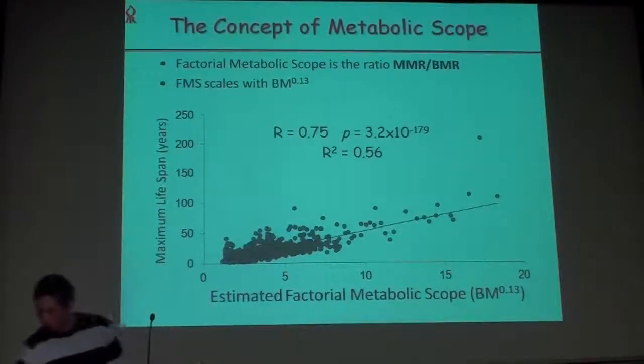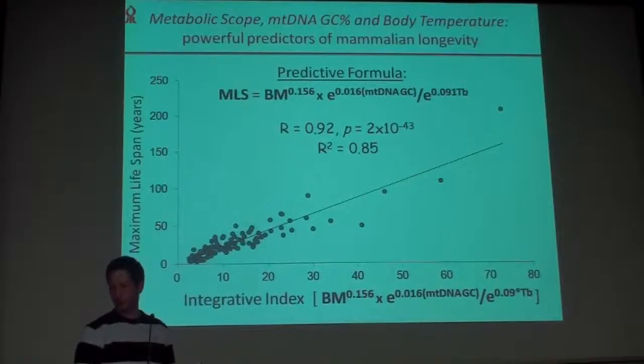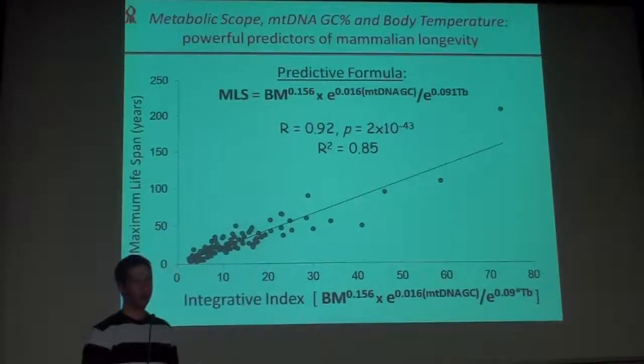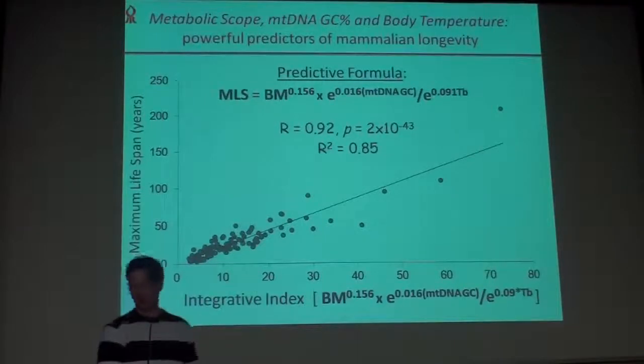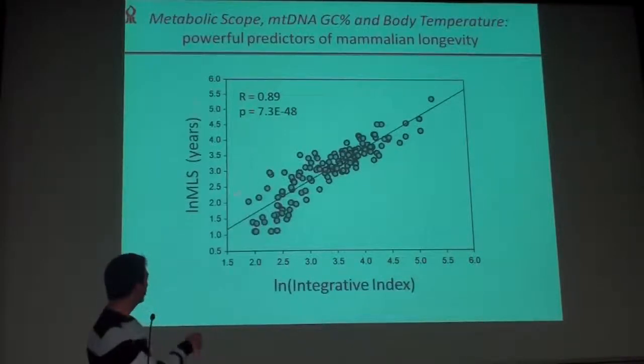So from here we get to the summary of this research. We can combine the parameters of body mass, the mitochondrial DNA, and body temperature to predict the mammalian lifespan with very, very high accuracy. Here I show you this for maximum lifespan. This is not log transformed, and therefore, while you can see it very nicely, the statistics shouldn't be done this way. The y-axis should be log transformed as well as the x-axis, and this is how it looks.